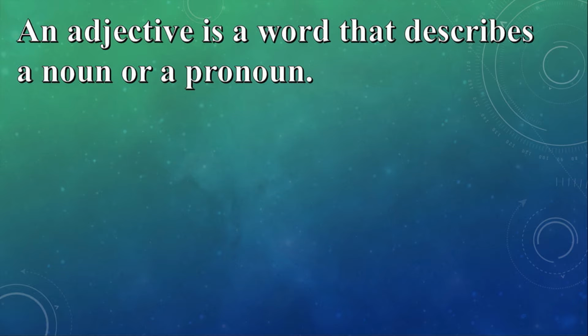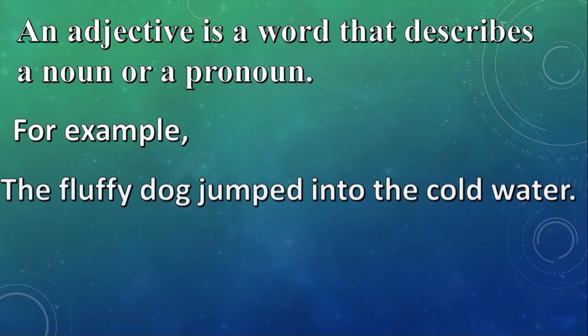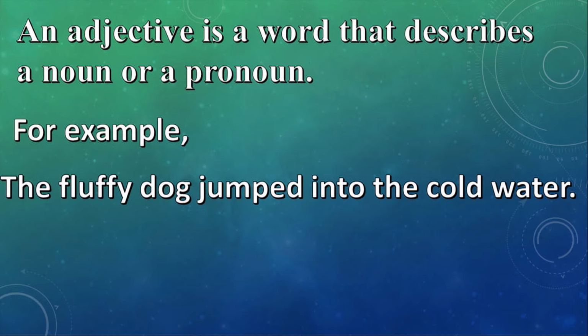So an adjective is a word that describes a noun or a pronoun. So it's a describing word. The way you would have a noun being a naming word and a verb being an action word, you have an adjective, which is a describing word. Good? So we have a little example here. We have: the fluffy dog jumped into the cold water. Now I'll give you a hint. In that sentence, there are actually two adjectives.